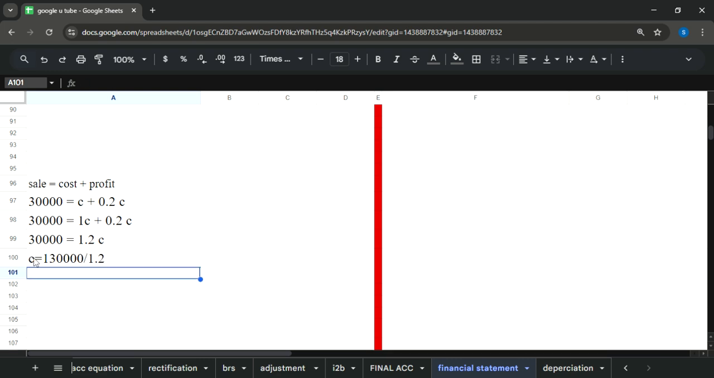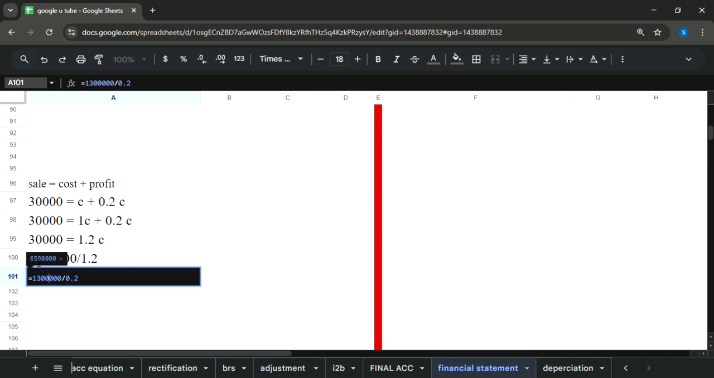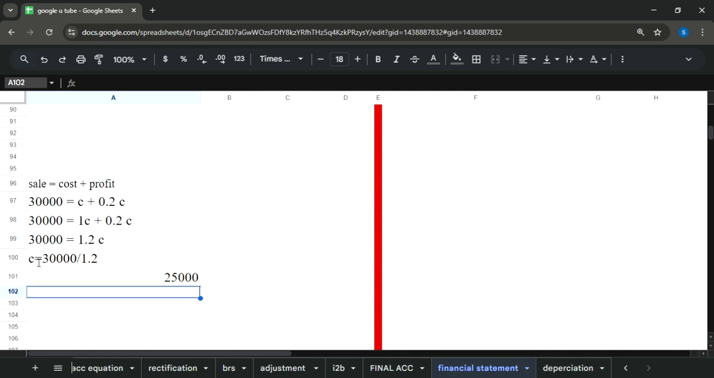Let's calculate 130,000 divided by 0.2, and instead of a comma it was a point, so let's write a point. One zero was extra here, so now again it was 30,000 divided by 1.2. It was delayed due to typing.